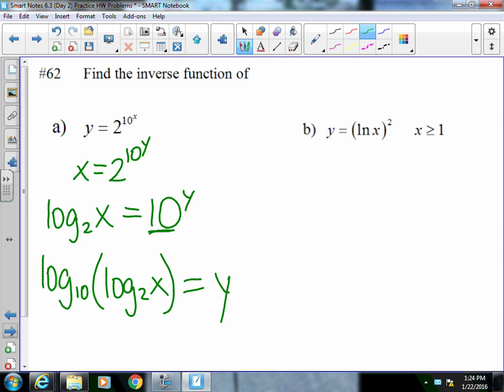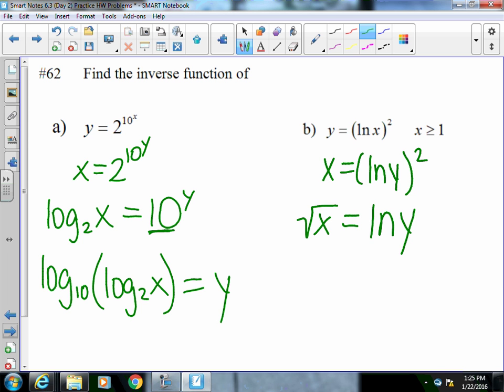Similar idea over here. We're trying to find the inverse. Switch your x and your y. I'm going to go ahead and square root. And I know that I don't need a negative because they're telling us that x is greater than 1. So it's the square root. I don't have to put a plus or minus if we only want the plus. We have to get the y out of the logarithm, so we need to change the form. e to the radical x equals y. And there you have it. Basic steps for finding an inverse: switch your x and your y, solve for your y.